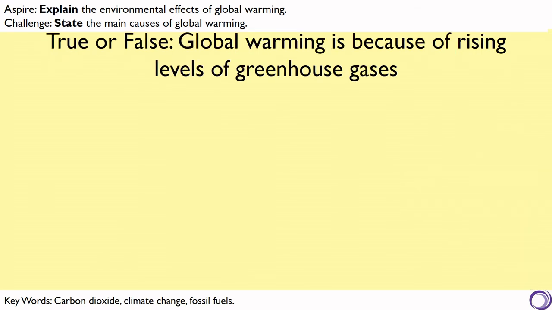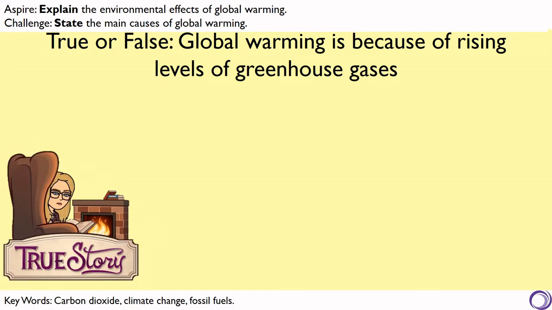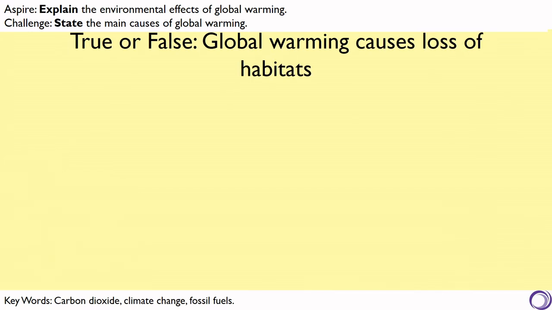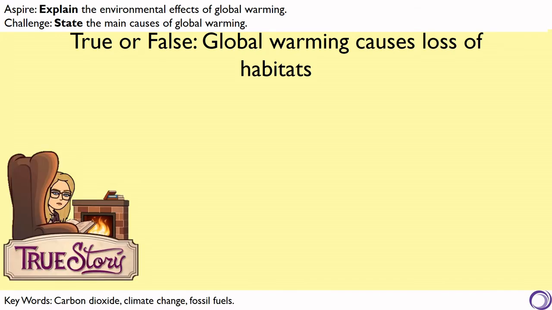True or false? Global warming is because of rising levels of greenhouse gases. And the answer is true. True or false? Global warming causes rising sea levels. And the answer is true. True or false? Global warming causes the loss of habitats. And the answer is true.